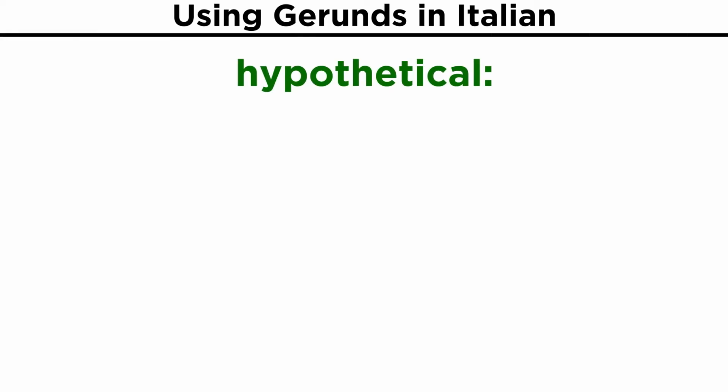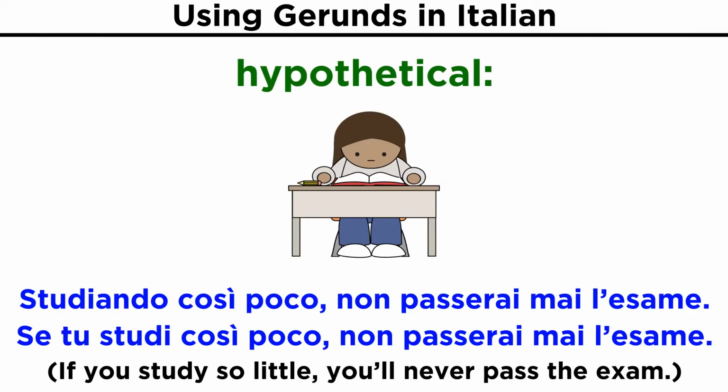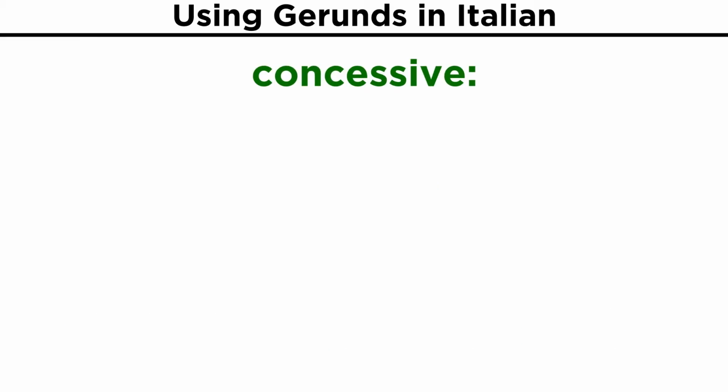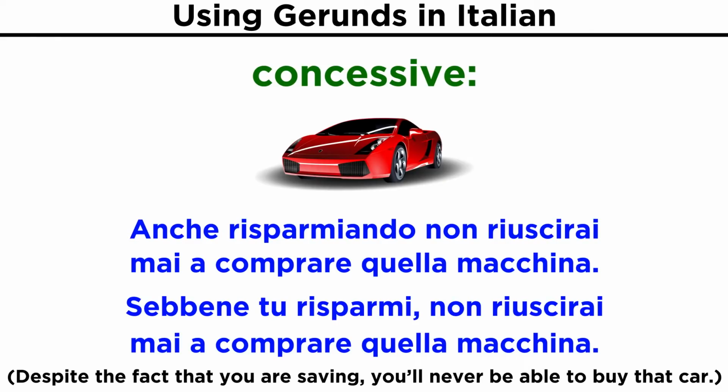For the hypothetical, studiando così poco, non passerai mai l'esame. We can change this to, se tu studi così poco, non passerai mai l'esame. And for the concessive, anche risparmiando non riuscirai mai a comprare quella macchina. This can become, sebbene tu risparmi, non riuscirai mai a comprare quella macchina.